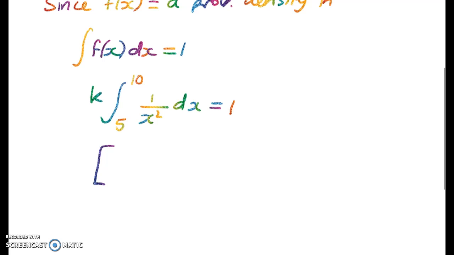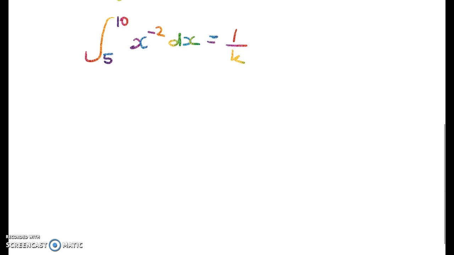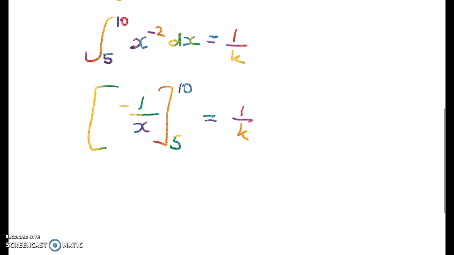Now I'm not going to do this in just one step, so we're just going to go back a bit. So this is x to the negative 2 dx is equal to 1 over k, negative 1 over x, between the integration limits of 10 and 5 will give me 1 over k. So that gives me negative 1/10 minus negative 1/5 is equal to 1 over k.